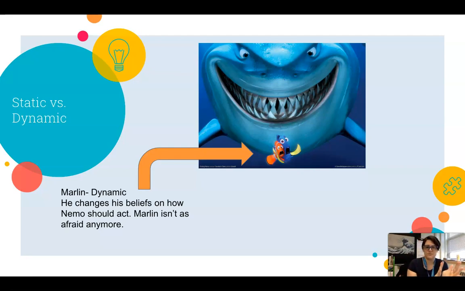By the end of the movie, he still wants to be protective. He still doesn't want Nemo doing a lot of stuff, but he starts to let go and he starts to kind of understand that Nemo is extremely capable of doing a lot more than Marlin thinks. He still feels afraid, but he's acting differently. He's letting go. Since he is different, he is now dynamic. So yes, he still feels afraid, but he's not acting on that fear as much.